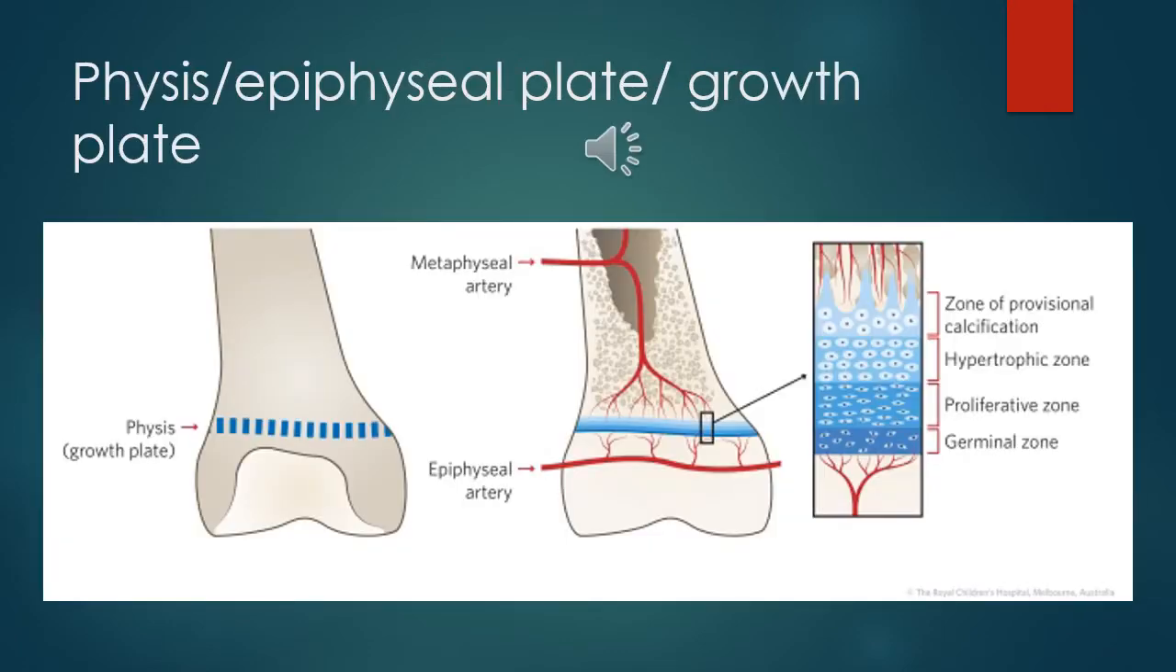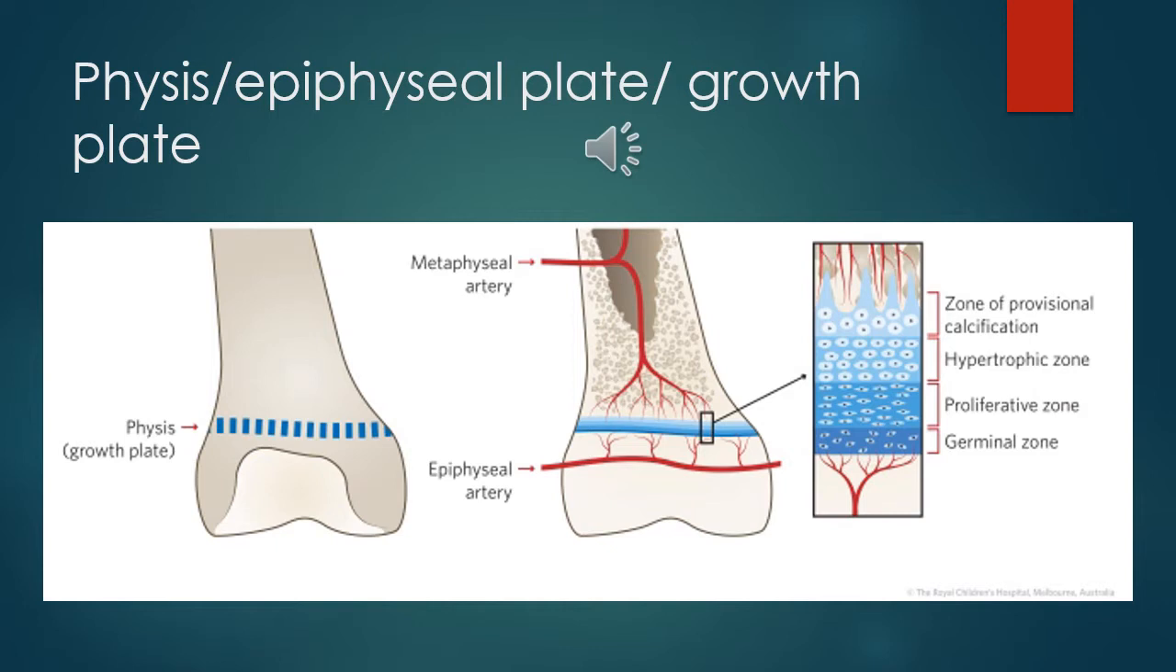So the key difference between a child's bone and an adult bone is the presence of physis. Physeal injuries are very common in children and make up approximately 15 to 30% of all bone injuries. The growth plate, or physis, is a translucent cartilaginous disc, and it separates the epiphysis from the metaphysis, and it's responsible for longitudinal growth of the long bones.